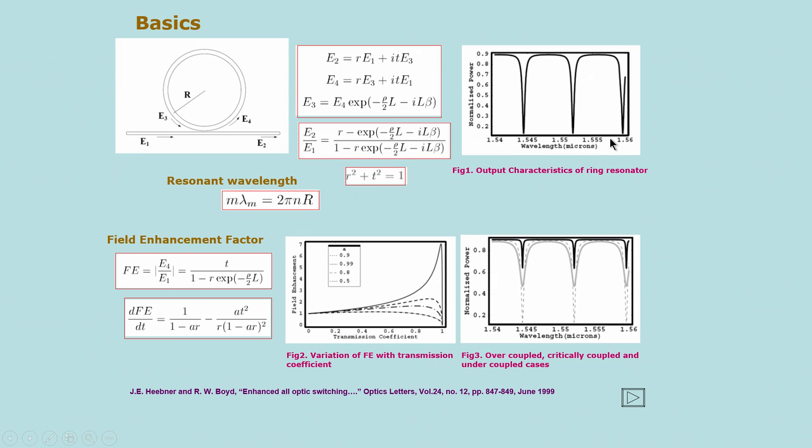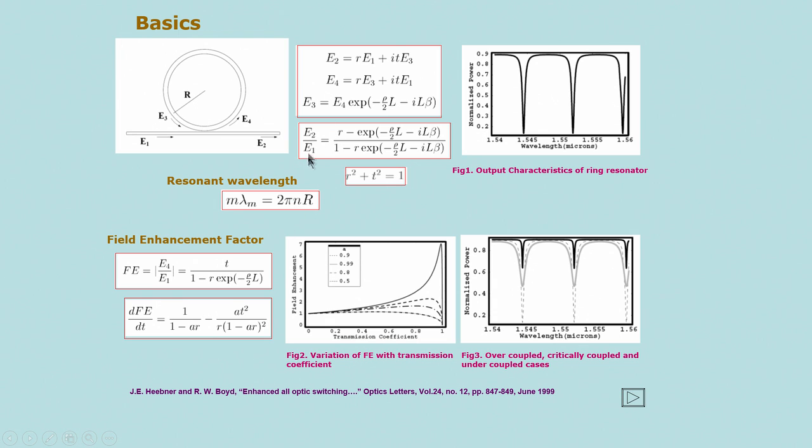On the x axis you find the operating wavelength, and on the y axis you have the field amplitude or normalized power. You observe that there are certain frequencies at which it resonates and a lot of power is extracted out of the ring. So, you have the expression for the resonant wavelength given in terms of the refractive index of the waveguide and radius of the waveguide. This can be considered as the effective refractive index of the waveguide.